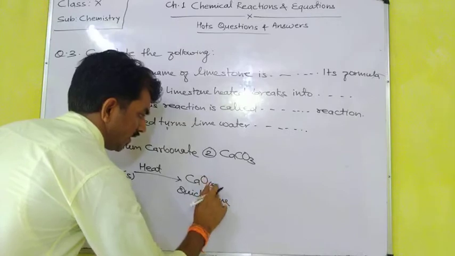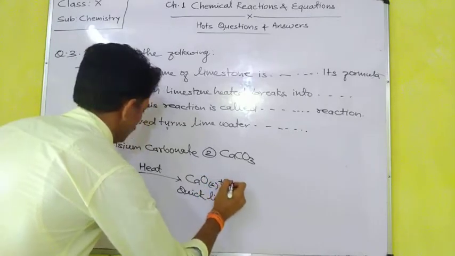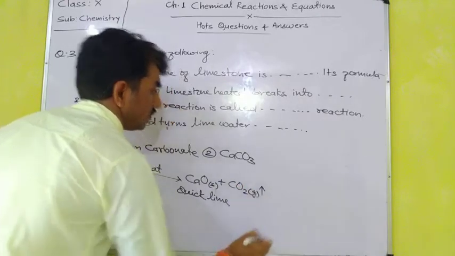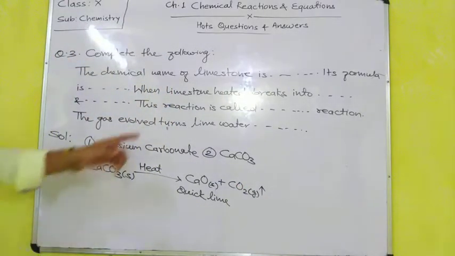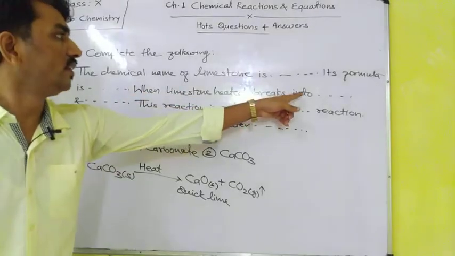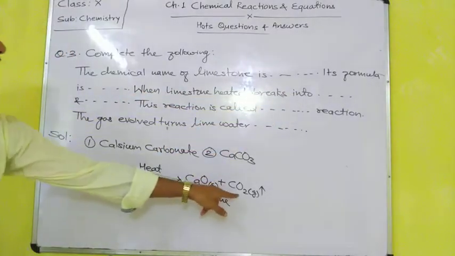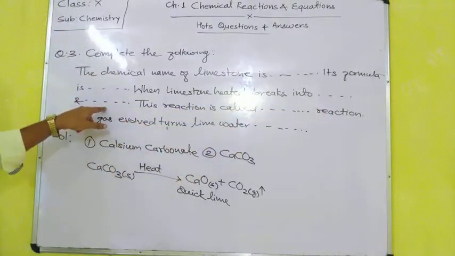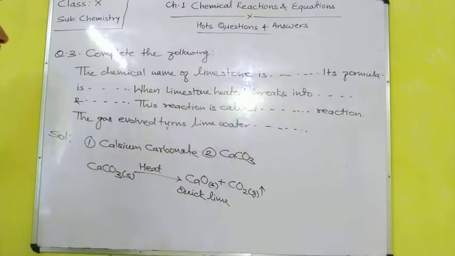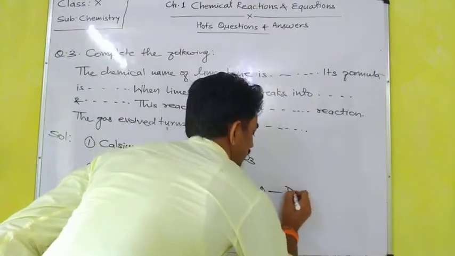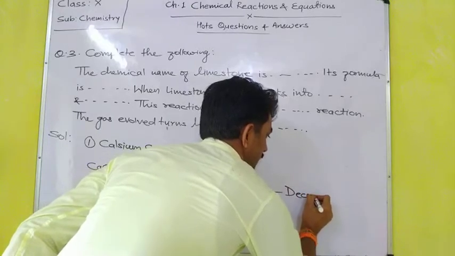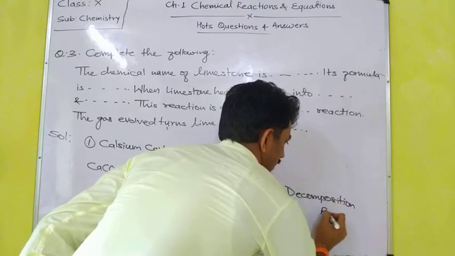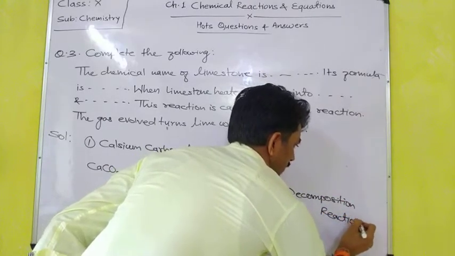Okay, and the second one is CO2 in the gaseous form. So this reaction means when limestone is heated, it breaks into calcium oxide and carbon dioxide. Here it will be calcium oxide and here carbon dioxide. This reaction is called a decomposition reaction. This is known as one of the decomposition reactions.